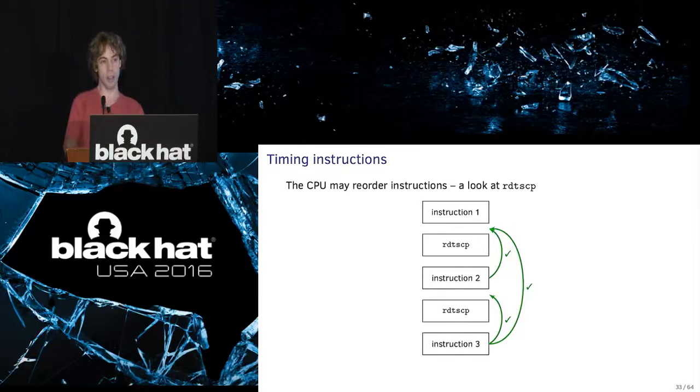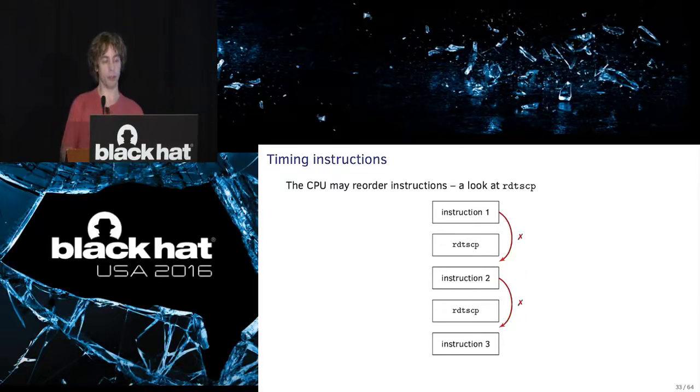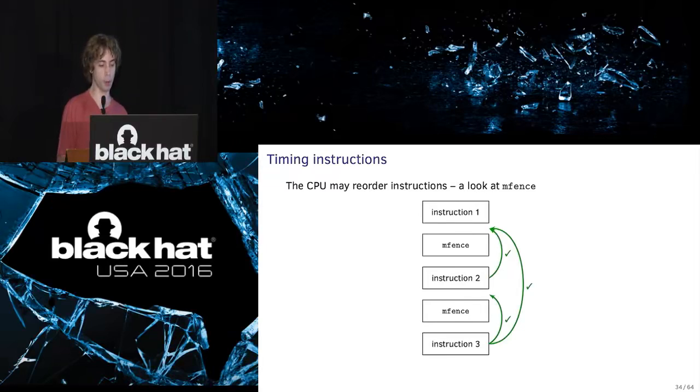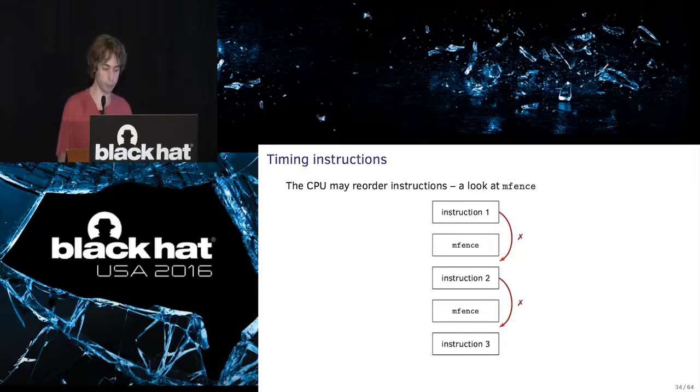Fortunately, the RDTSCP instruction provides us with a different property. If we look at reordering in the opposite direction, in the forward direction, then we see that instruction 1 may not be reordered so that it is between the 2 RDTSCPs, and also instruction 2 may not be reordered so that it's outside of the two RDTSCPs. The same properties hold for mfence. Mfence is used to serialize memory accesses, and here the same properties hold, so the memory referencing instructions may not be reordered in the forward direction, but they may be reordered in the backward direction. So this is not allowed.